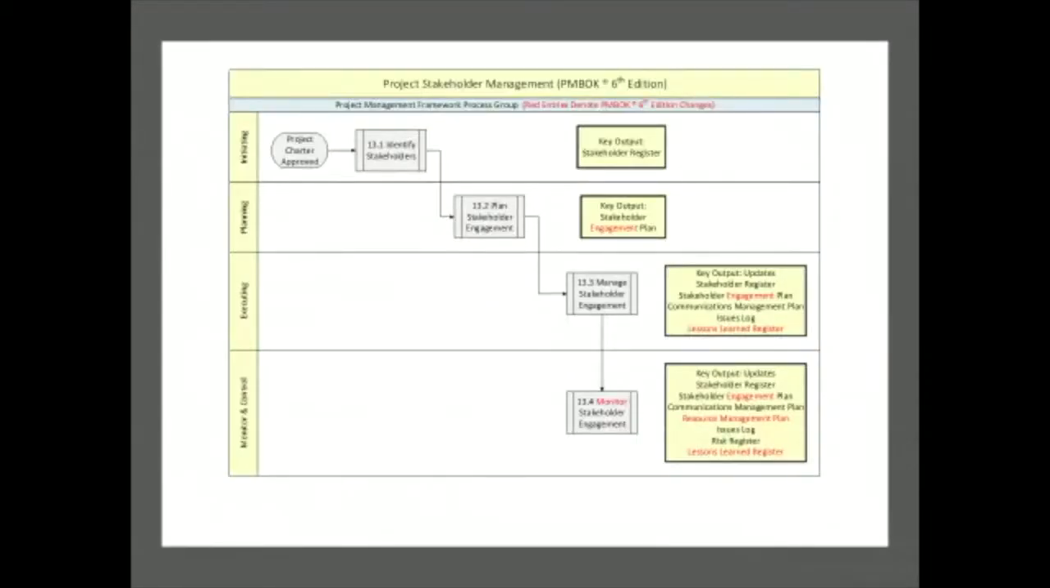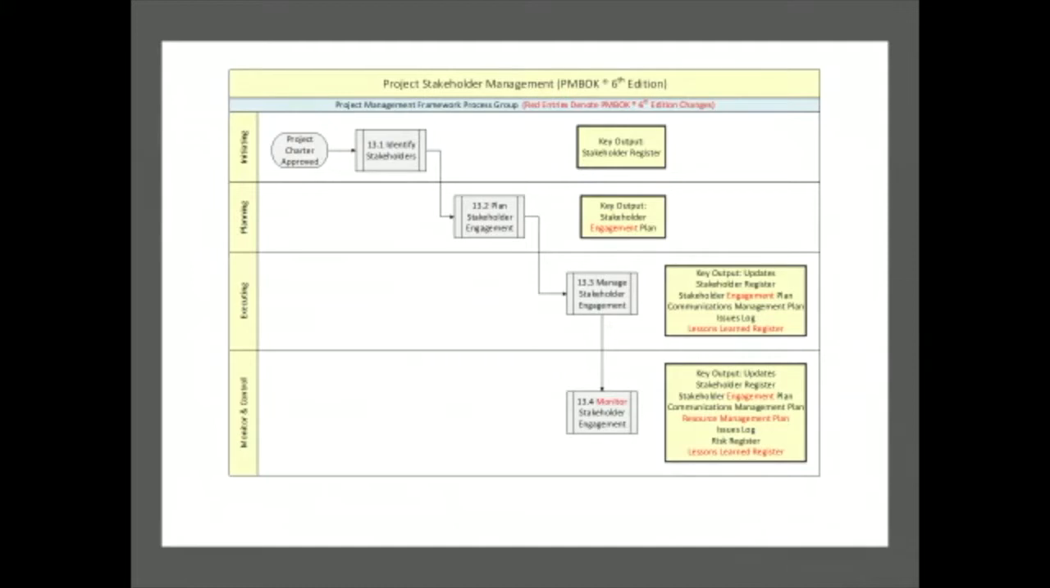Project stakeholder management begins at the very beginning of the project, and it goes until the very end, when the final I has been dotted and the T has been crossed. Within the new project management body of knowledge, there are 4 processes. This is not a big change from the 5th edition.